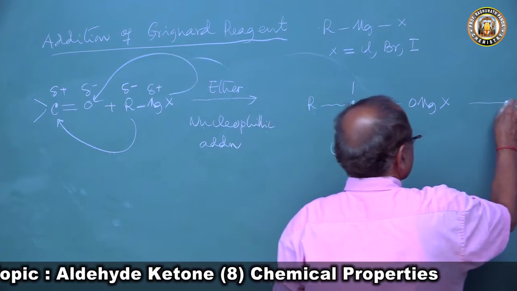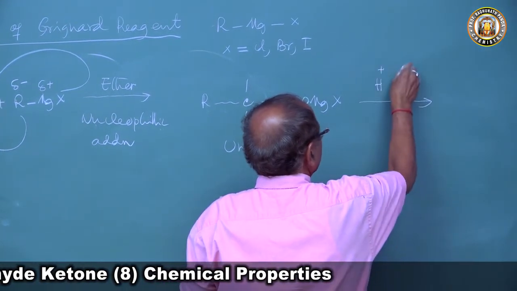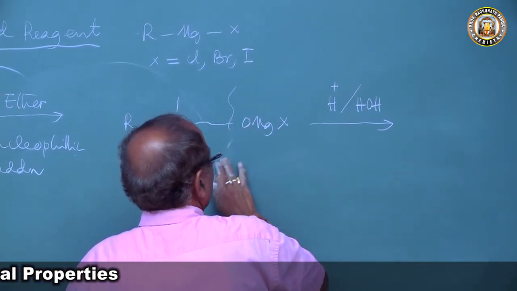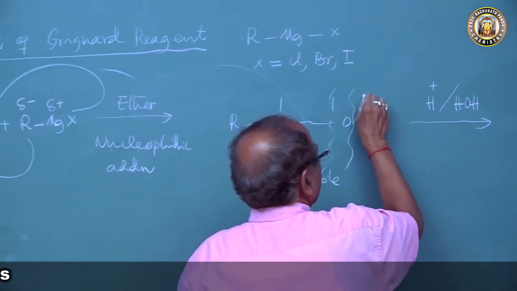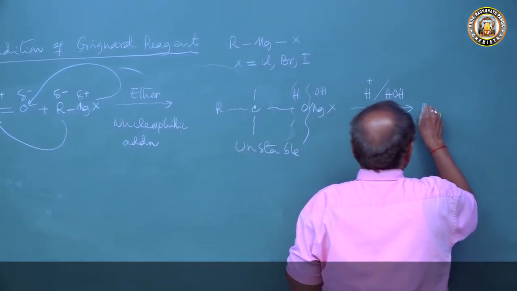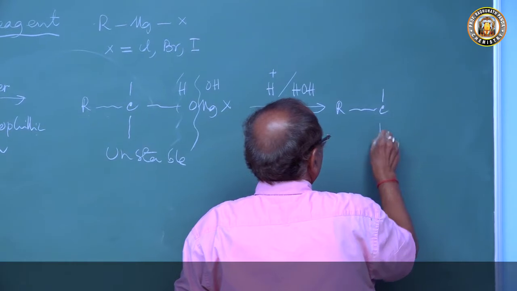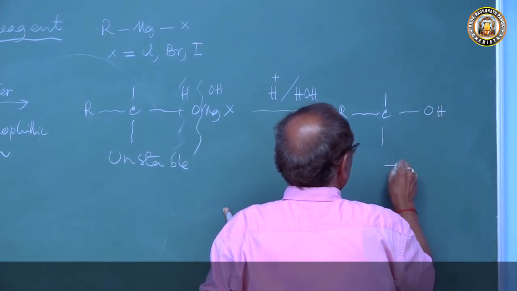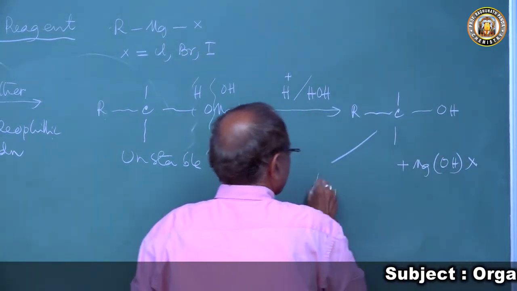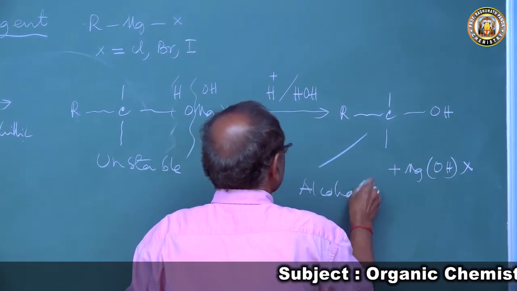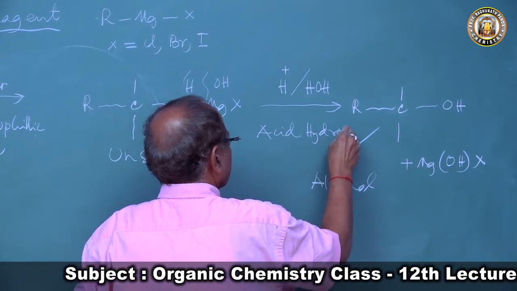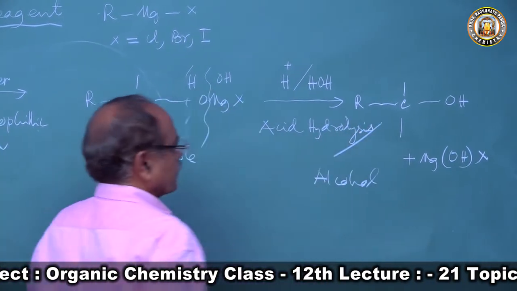Now upon hydrolysis, if you take an acid, H plus and HOH, this undergoes hydrolysis, the bond breaks, and you get H and OH, and we get the compound H-R-C-OH, an alcohol, plus MgOH. So this is an alcohol, and this undergoes acid hydrolysis. We have done this in our alcohol chapter, preparation of alcohol.